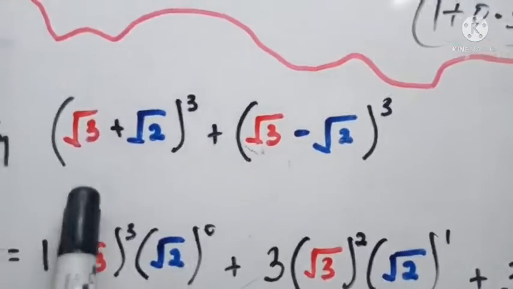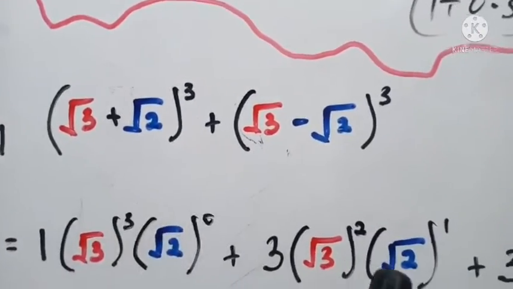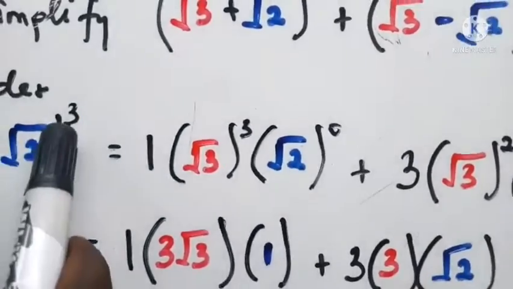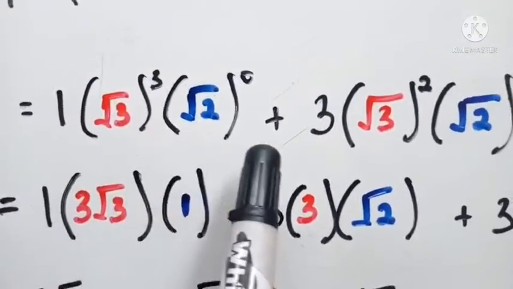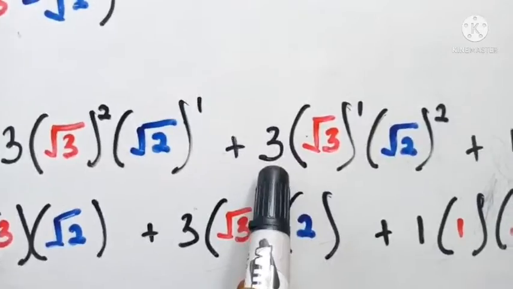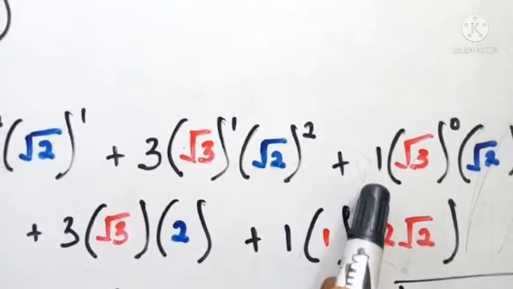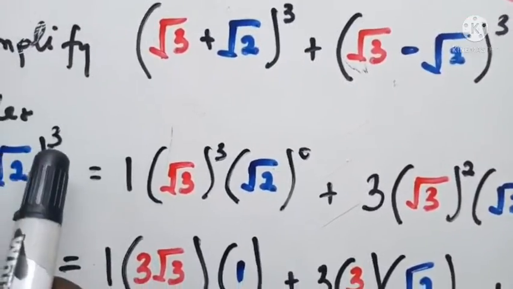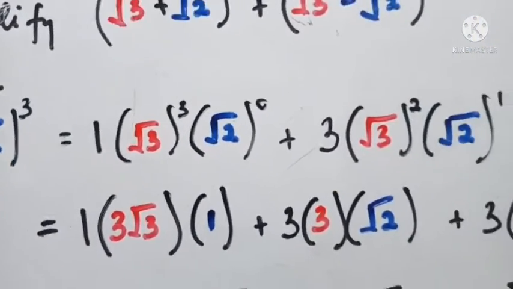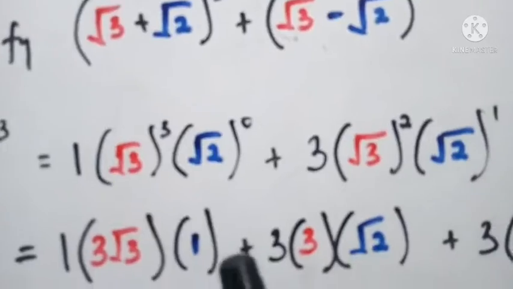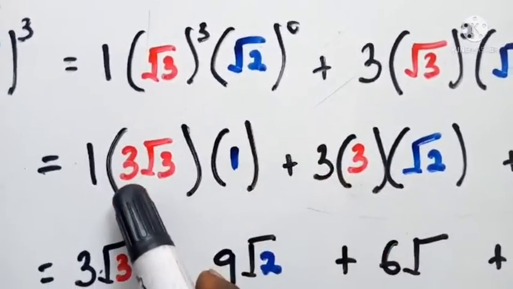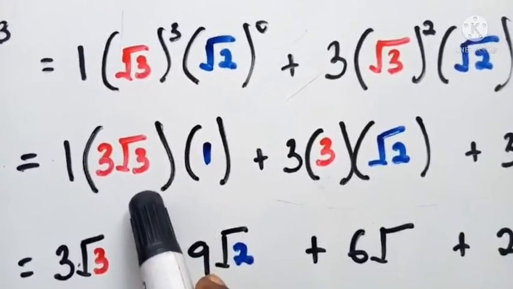The only thing that is changing is that we are dealing with square roots, we are dealing with surds. So the coefficients of exponent 3 here should be 1, 3, 3, and 1. So these are the coefficients. The rest are just increasing and decreasing order of the index. Now, the next step is that you have to know how to expand the surds here. So this term being raised to the power 3 will give us 3 root 3.